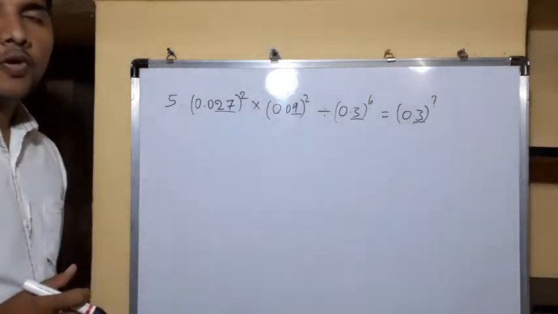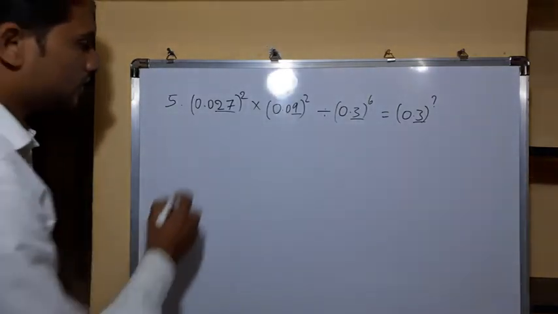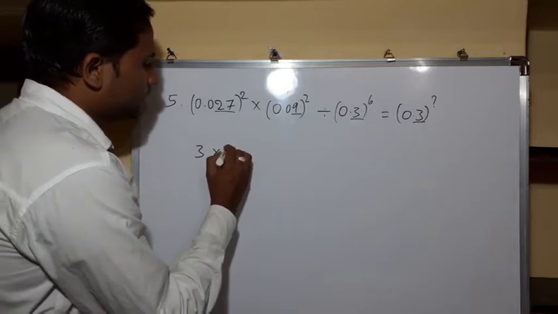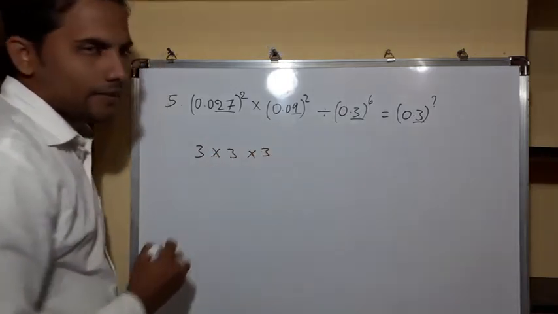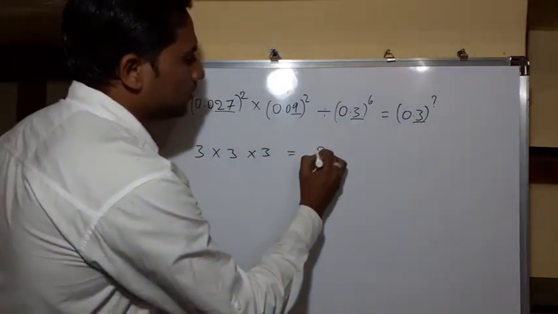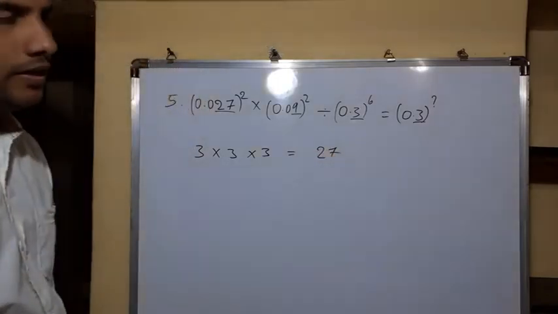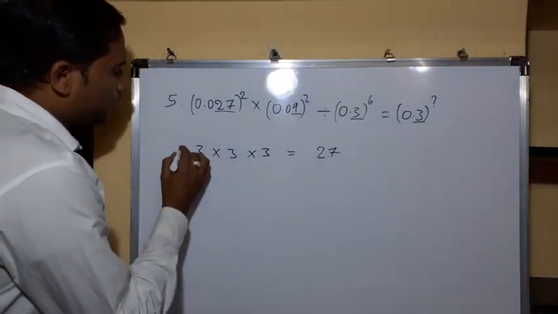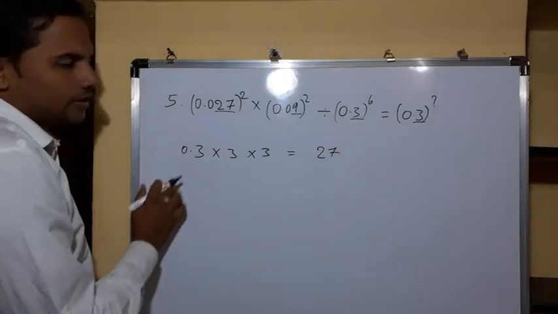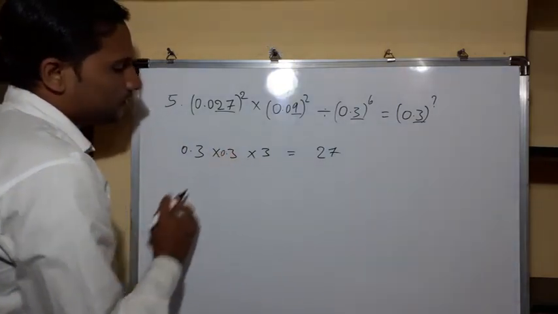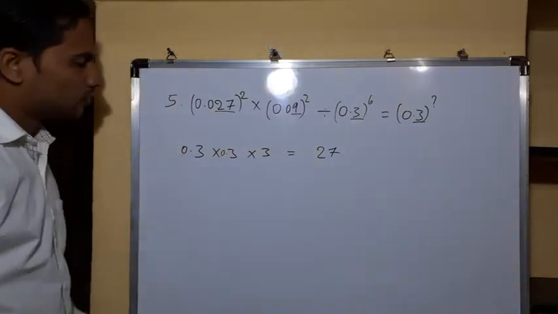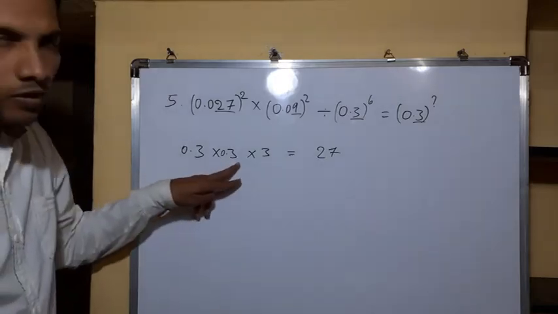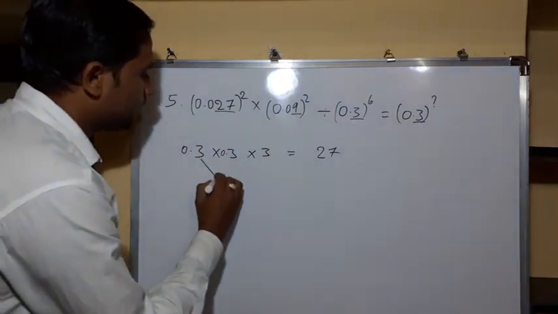So when you get 0.027, friends, see, if you multiply 3 times, you will get 27, right? Suppose I put a point here, 0.3 into 0.3. See, again you forget about the decimal part. 3 into 3 is how much? 9. 3 into 3 is how much?